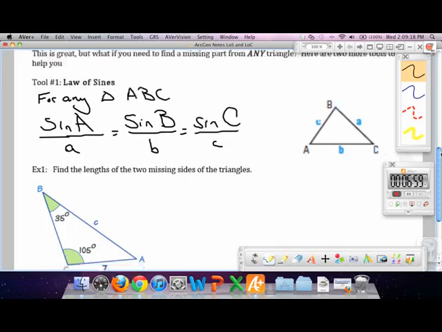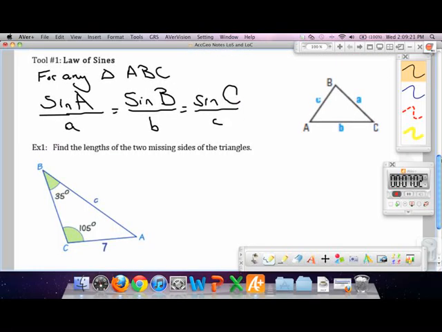Say, for example, if I gave you this kind of crazy looking triangle, and I told you that this angle is 35 degrees, this angle is 105, this side is 7, I don't know what this side is, and I also don't happen to know what this side is. Of the 3 pieces of information I know, if I know the length of a side and its opposite angle, then I should be able to use the law of sines somehow.